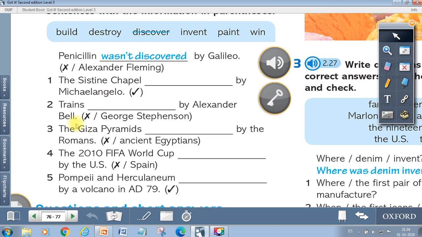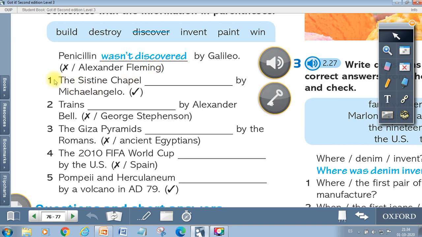So it will depend. If you take a look at this one, look at the example, it says penicillin. Penicillin is singular, so we use was. And here the symbol indicates that it is negative, so we use wasn't. Now we took the verb from the box, discover, and we transform it into participle: discovered. So the sentence is: penicillin wasn't discovered by Galileo. Because if we correct it, we can say that penicillin in fact was discovered by Alexander Fleming. Okay, that is the correction.